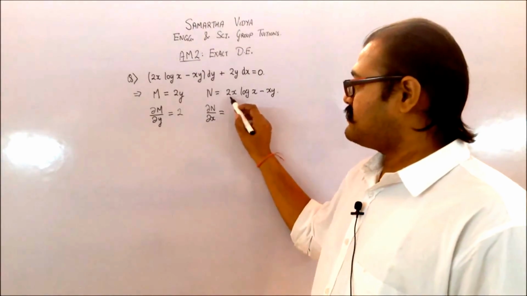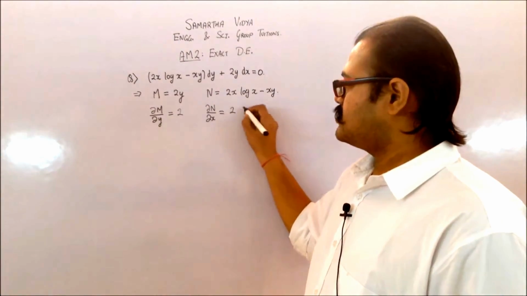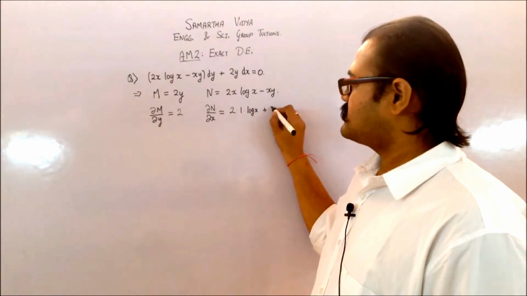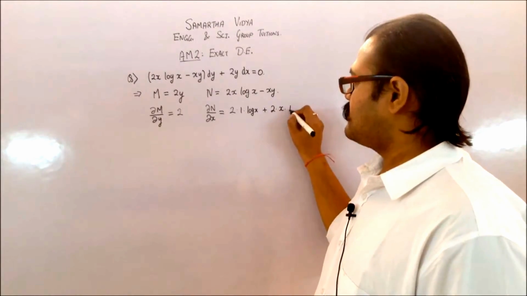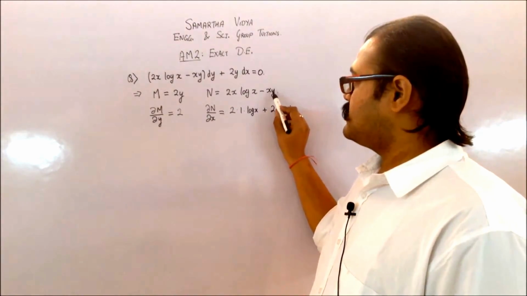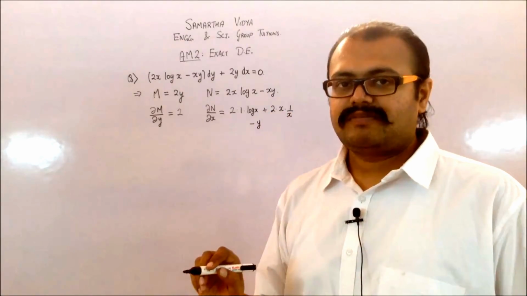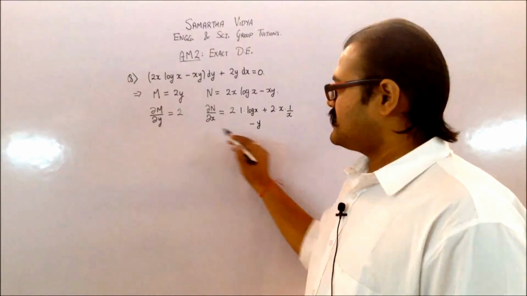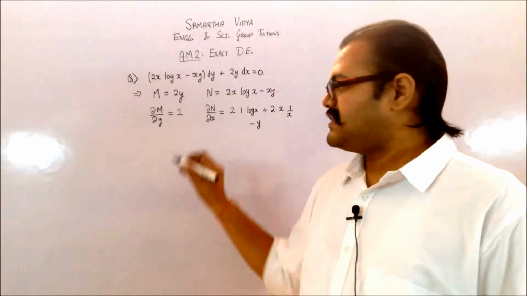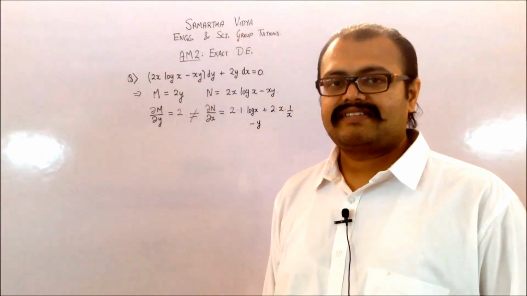So you can see that we have a 2x log x, which is nothing but your uv rule. So that is going to be 2 into the derivative of x, which is 1, into log x as it is, plus 2 into x into the derivative of log x, which is 1 upon x. Then in the next one we have xy, wherein y is constant, so it's going to be minus y, and the derivative of x, which is going to be 1. So obviously you can see that dou M by dou y and dou N by dou x are not equal to each other. So that means that this particular differential equation is not exact.